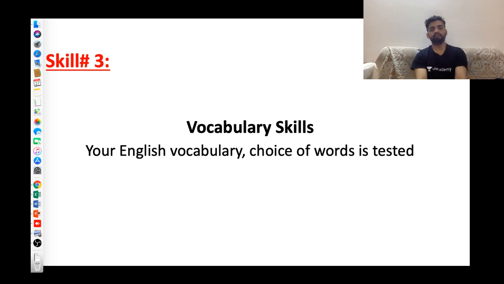Third is vocabulary skills, right? These days, India has opened up to globalization. So people are going out, and we're communicating with people across the globe today. So English vocabulary, English being one of the most prominently spoken languages on this planet, I'll say it's very important to understand English and how you communicate. What kind of words do you use? Are you culturally sensitive? Right? In some cultures, some English words may not be used on a daily basis. What kind of vocabulary you are using is something very important. So your English vocabulary, your choice of words, is tested in this WAT process.